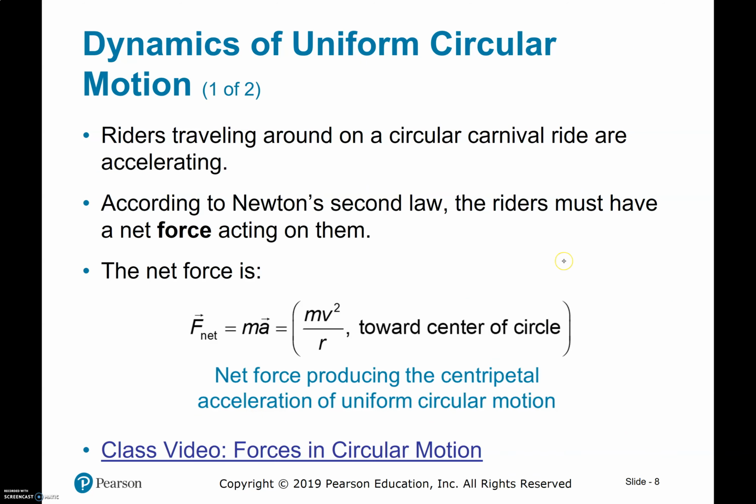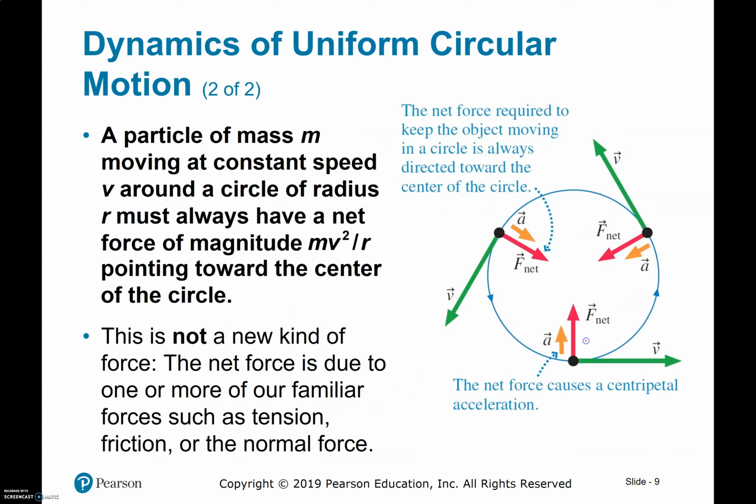So to solve problems in circular motion, we need to use Newton's second law. Force is equal to mass times acceleration. Acceleration is v squared over r, and it points towards the center. Here is a picture of how it happens, right? We have an object that is moving. The velocity is this green vector here. The acceleration is this orange vector, and you can see the net force always points towards the center. There's always a force that points towards the center of the circle and keeps the particle moving in a circle.